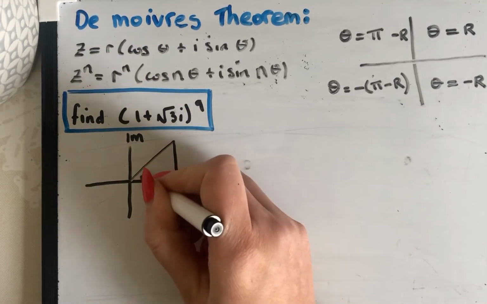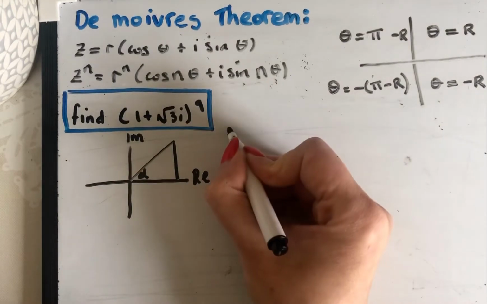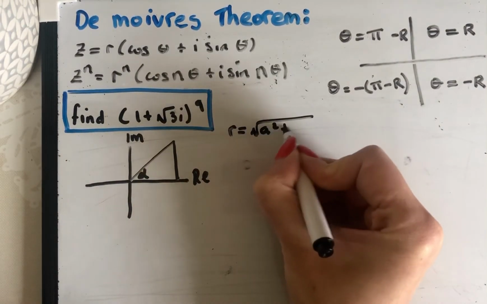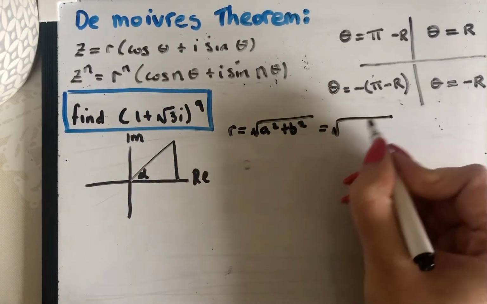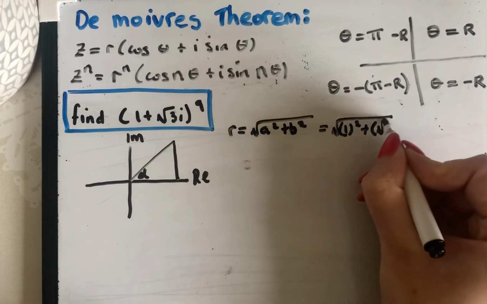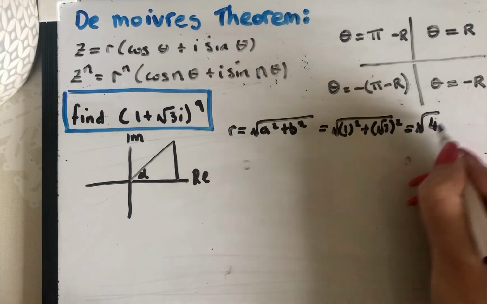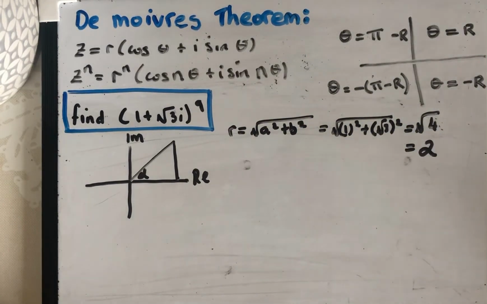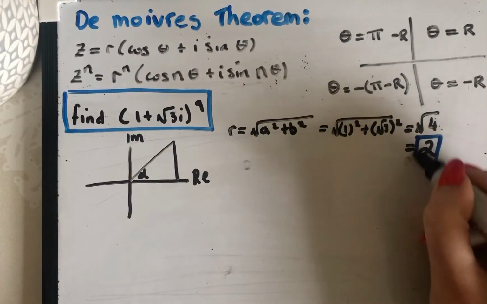So let's label here our alpha. Let's go and find our r. Our r is the modulus, so the square root of a squared plus b squared. So we have the square root of 1 squared plus root 3 squared, which is root 4, which of course is 2. So our r value in this question is 2. Let's put a blue box around that.